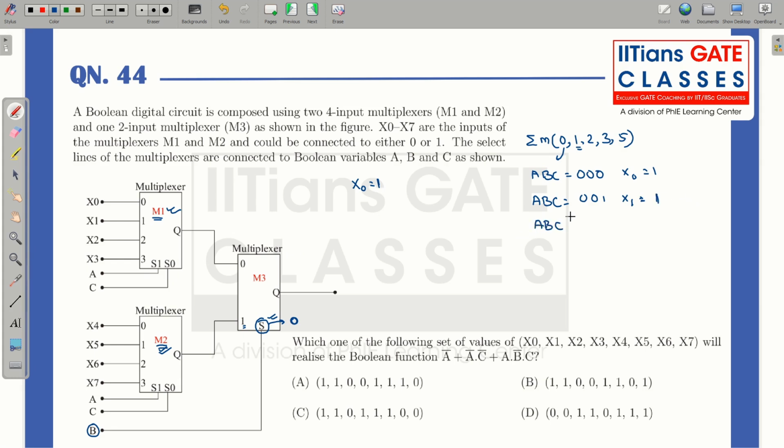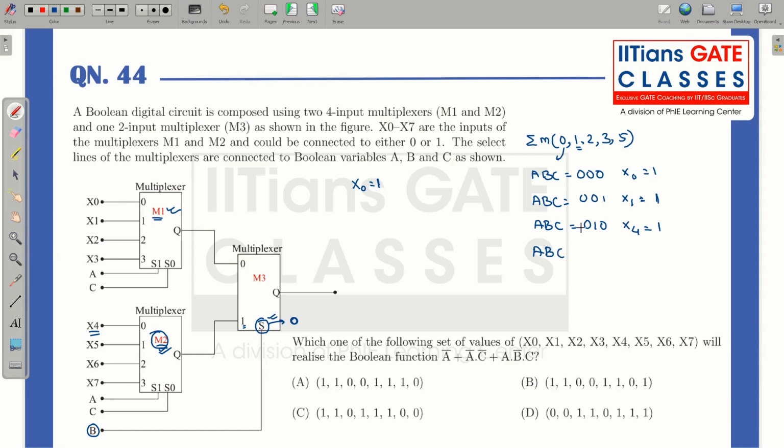Next value of ABC, I am taking 2. So that means 0, 1, 0. So for 0, 1, 0, let us see which input will go to output. So when B is equal to 1, that means M2 will be selected, and the value of A and C is 0, 0. That means X4 will go to output. So X4 should remain 1.